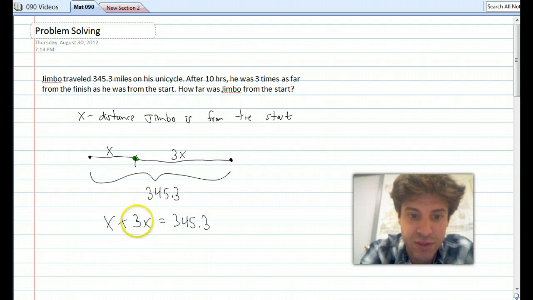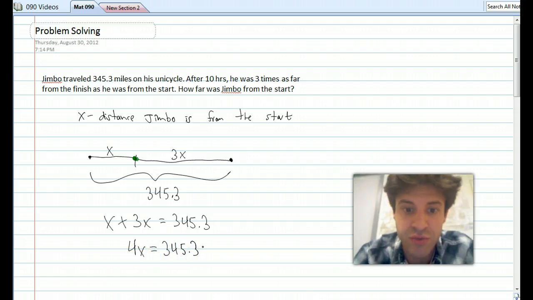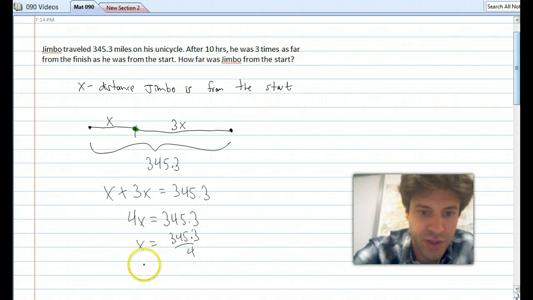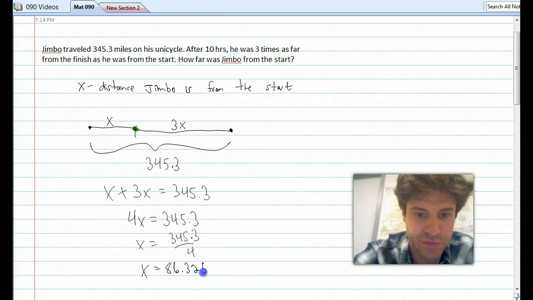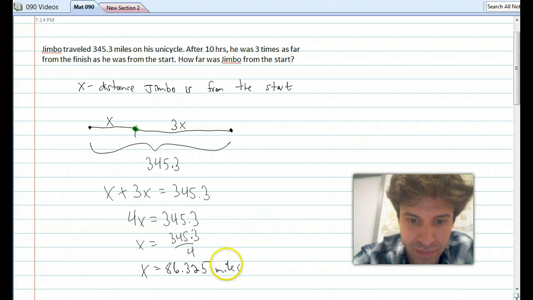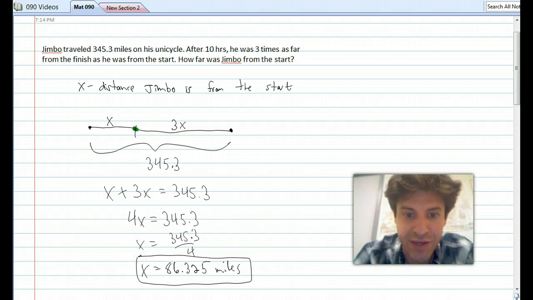We have 1x plus 3x, that gives us a 4x, equals 345.3. All we have to do now is divide by 4. Divide those two numbers out and you get x equals 86.325, and I guess those are miles. So to answer the question, Jimbo is right now 86.325 miles from the start. Let's try another problem.